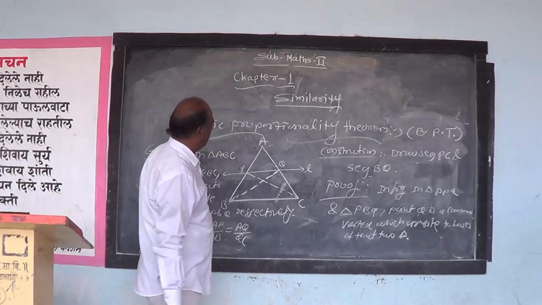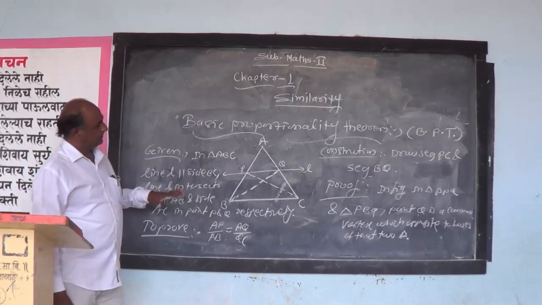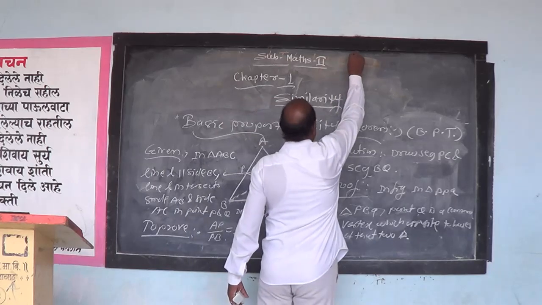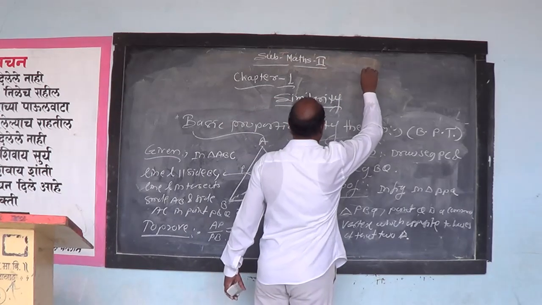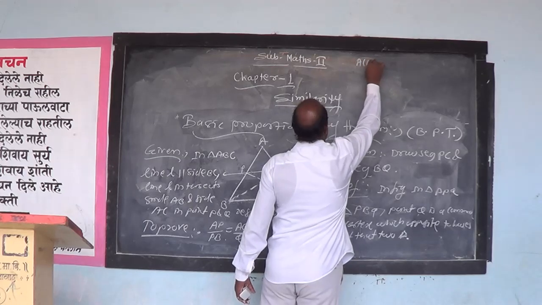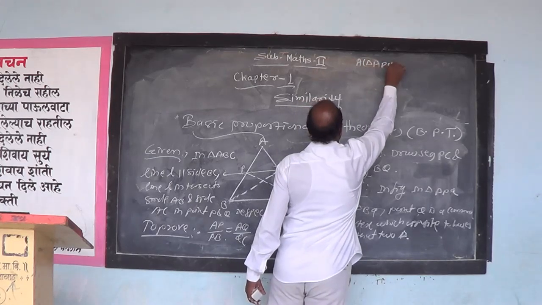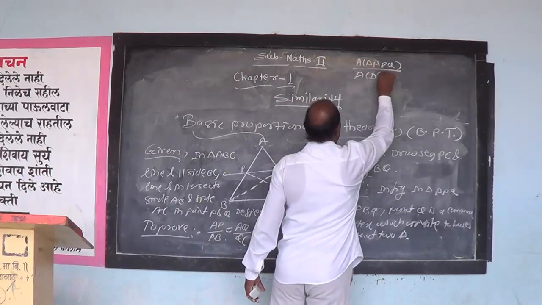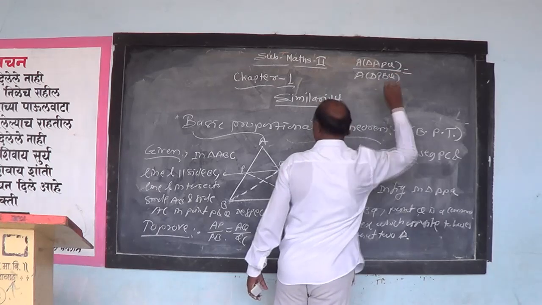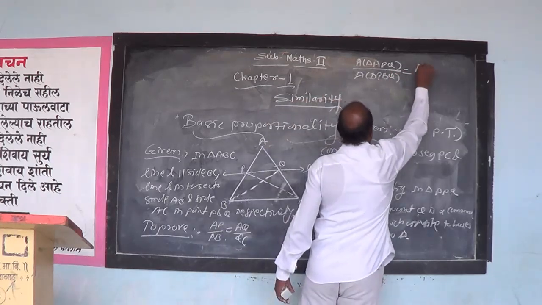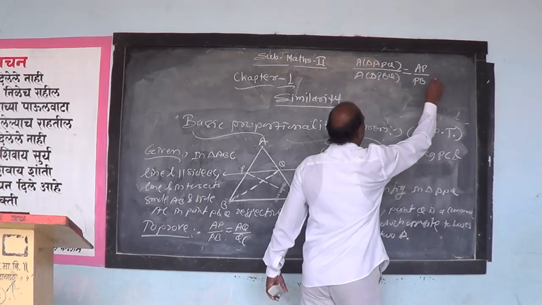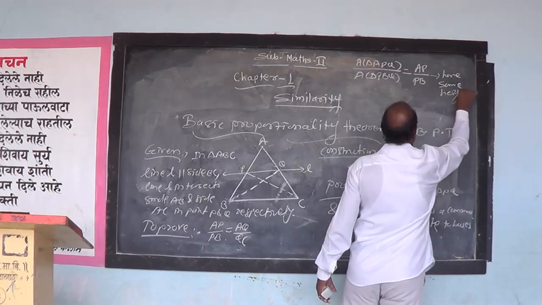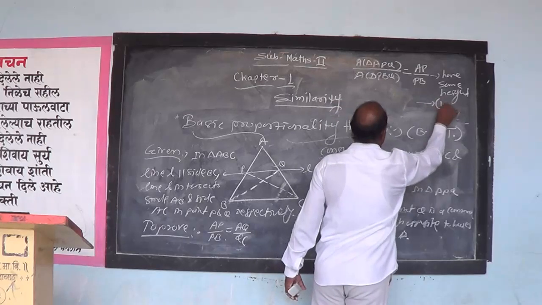This new relation: area of triangle APQ upon area of triangle PBQ is equal to AP upon PB. Now same height, and denote this as equation number first.